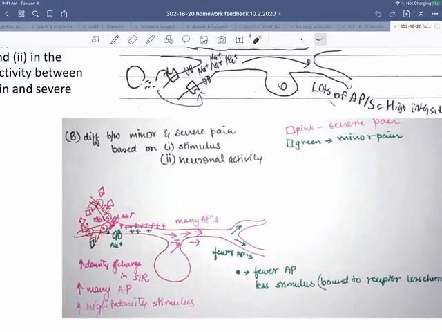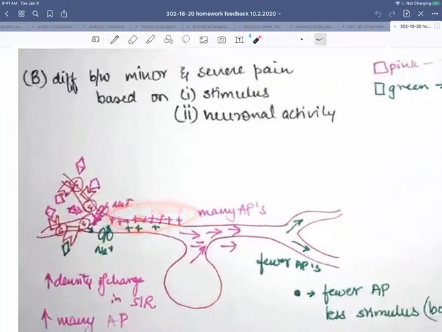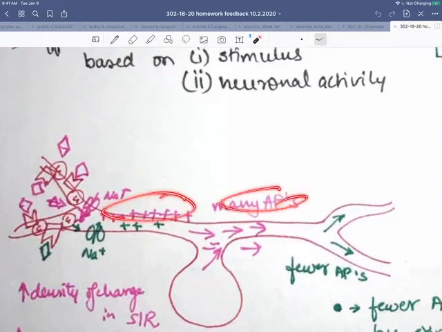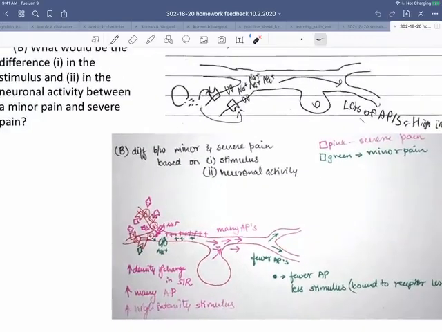Another example, with green being very low intensity, just one molecule binding, and with more you get all this additional charge here, more action potentials per second starting and going out to the branches.